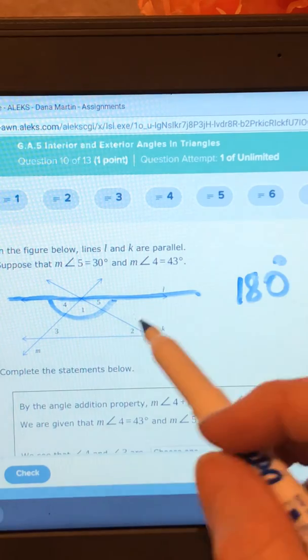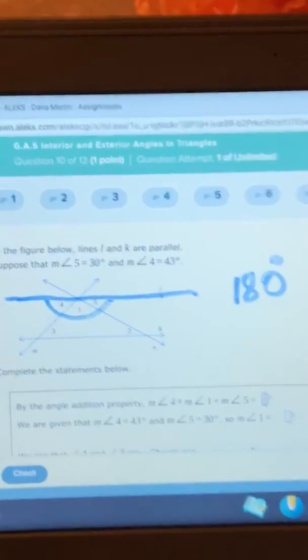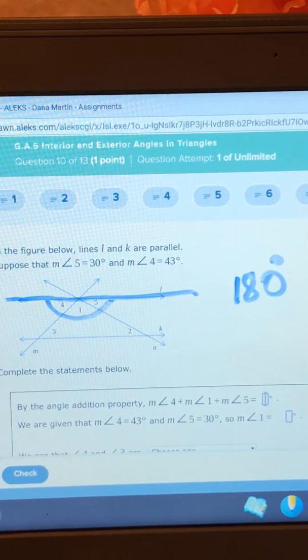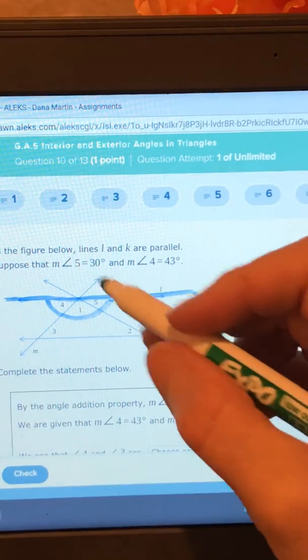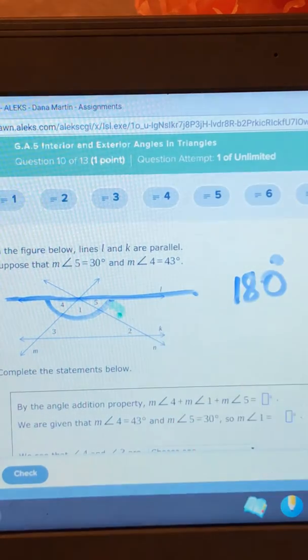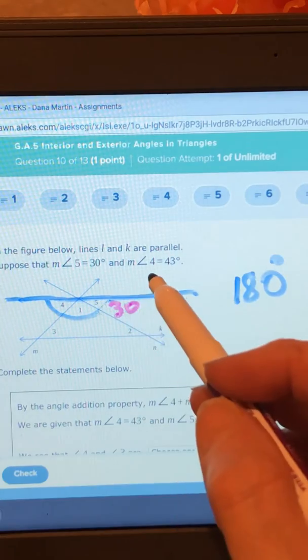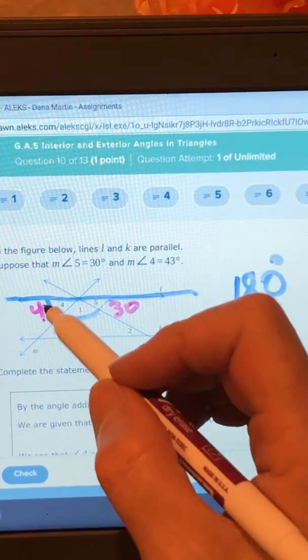Okay? They are telling us that angle 5, and I'll use a different marker for angle 5. Angle 5 is 30 degrees. Nope, wrong color to use. I'll use my other pen that I was using before. Okay, so angle 5 is 30, and angle 4 is 43.